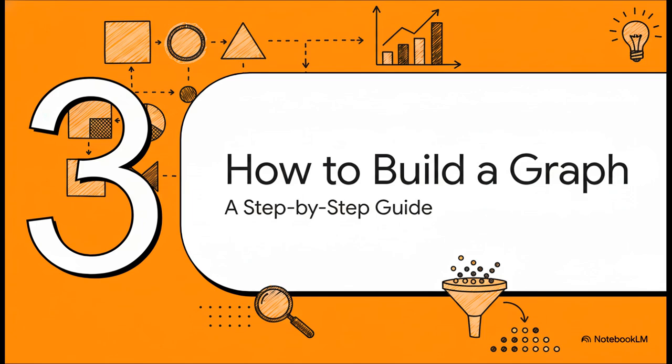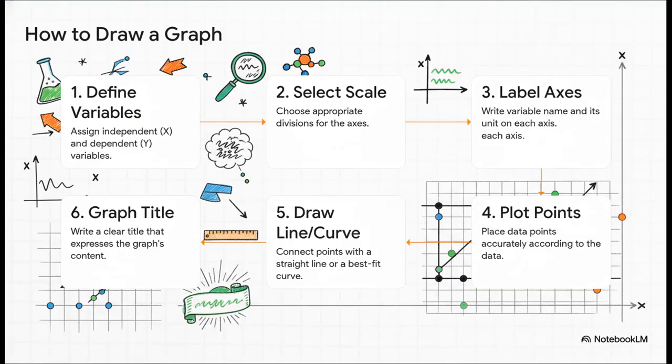Okay, so let's get into it. Building a great graph, it's not just an art, it's a science. There's a really clear process to follow if you want to make sure your graph is telling an accurate and a compelling story. There are basically 6 fundamental steps. First, you define your variables for the x and y axes. Then you pick a scale. You've got to label everything clearly with units. Then you plot your points, draw what's called a best fit line, and finally, give it a title that actually describes what someone is looking at. You get these 6 things right, and suddenly, your data starts to speak.